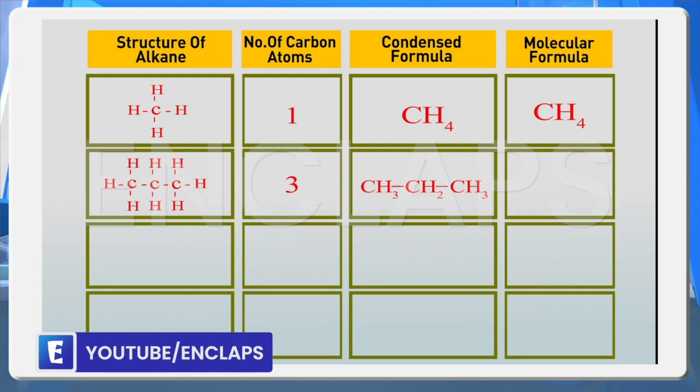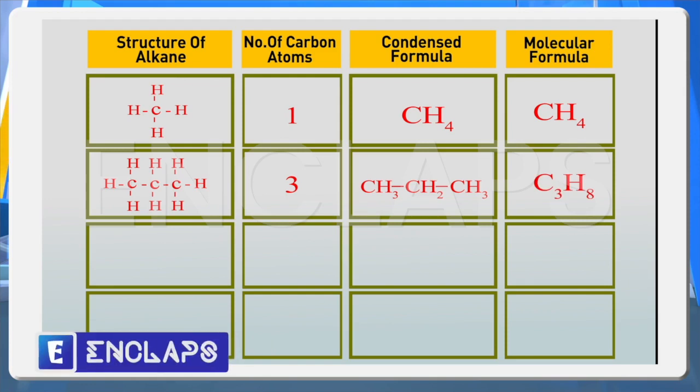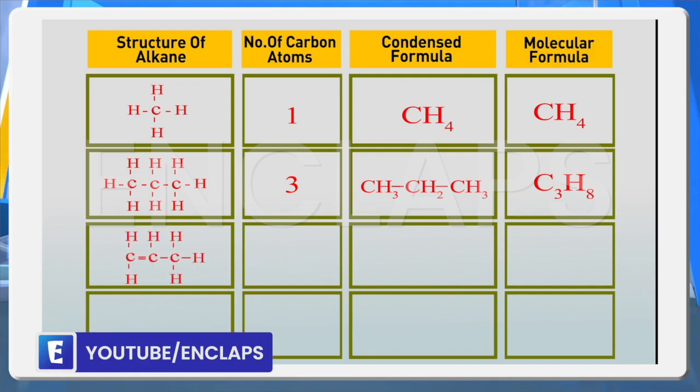What is the molecular formula? Total 3 carbon atoms and 8 hydrogen atoms. So the molecular formula is C3H8. Then first carbon atom, there are 2 hydrogen atoms.